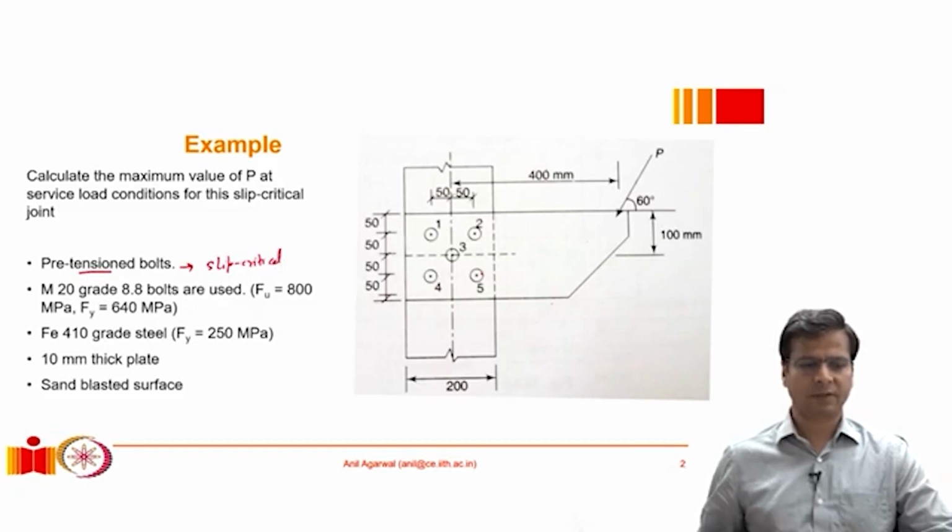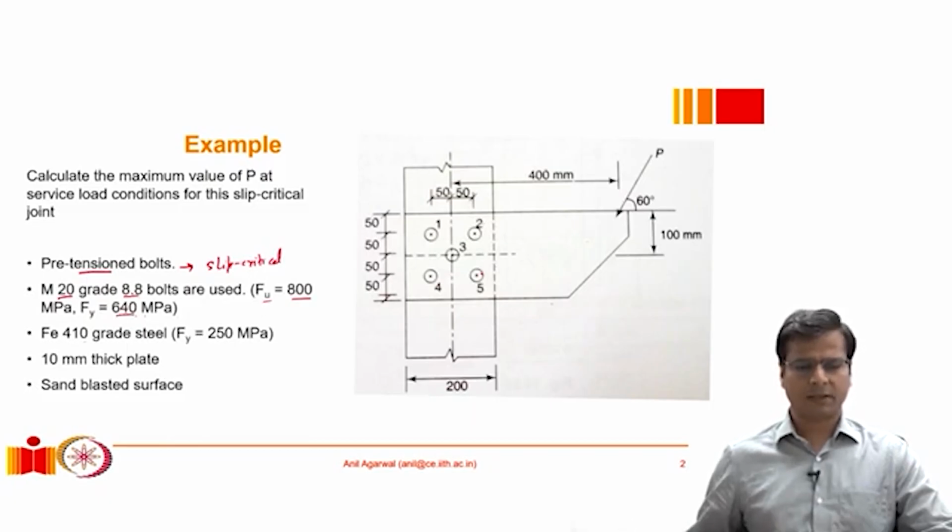When we design for a slip critical connection, it is not a bearing type of bolt. It is basically slip critical, so its strength depends on the friction resistance, right? That's what we need to design it for. These are M20 bolts, which means the diameter is 20 millimeters, the radius is 10 millimeters, grade 8.8. That means Fu, the ultimate stress, is 800 MPa, and Fy is also given, which may not be immediately required.